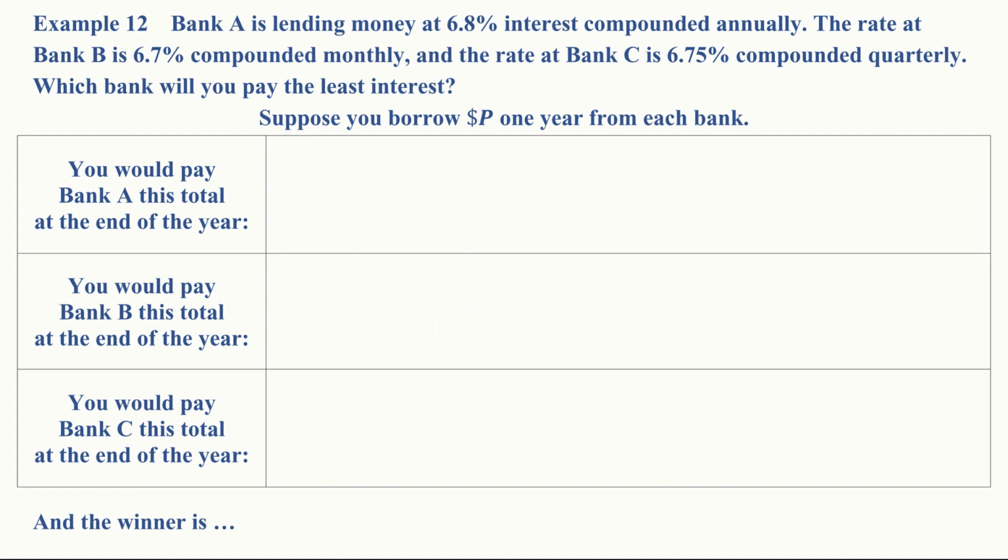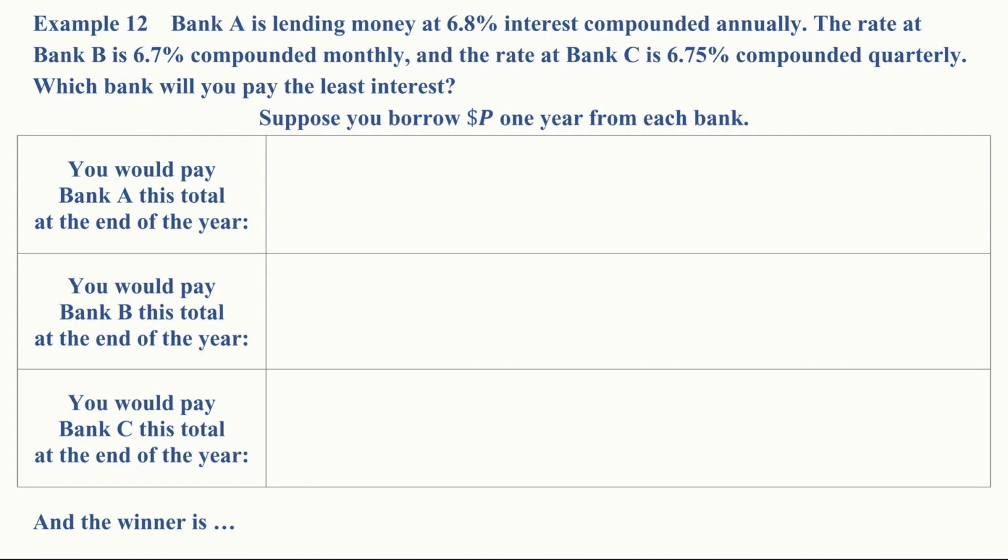All right, here's one last problem for the road. Bank A is lending money at 6.8% interest compounded annually. The rate at Bank B is 6.7% compounded monthly, and the rate at Bank C is 6.75% compounded quarterly. Which bank will pay the least interest? Would you pay the least interest if you were borrowing, of course, right? So not the bank will pay, but will you pay the least interest?